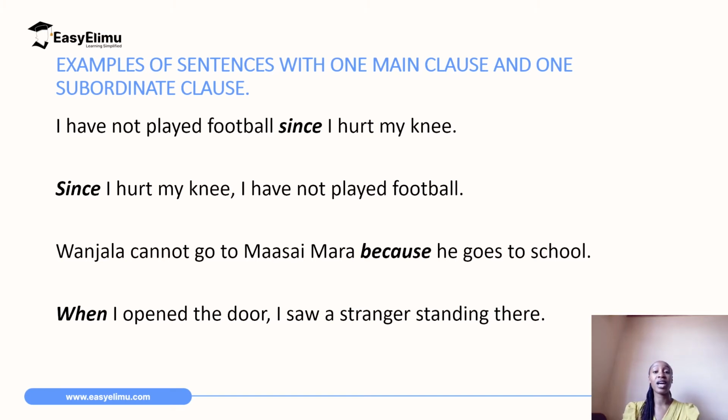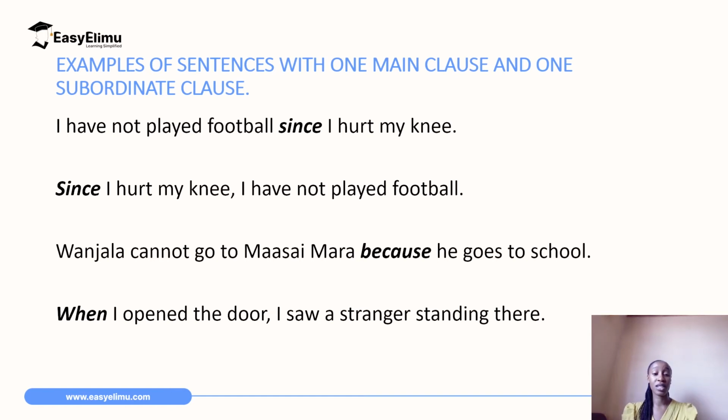Sometimes you can find a sentence that starts with the subordinate clause. So that same sentence: since I hurt my knee, I have not played football. So if you're starting your sentence with the subordinate clause, make sure you put a comma after the clause. So, since I hurt my knee, comma, I have not played football. So it is possible in some cases to start your sentence with the subordinate clause.